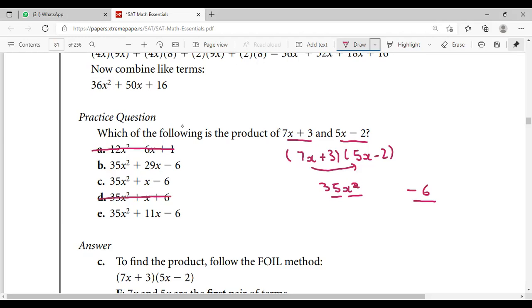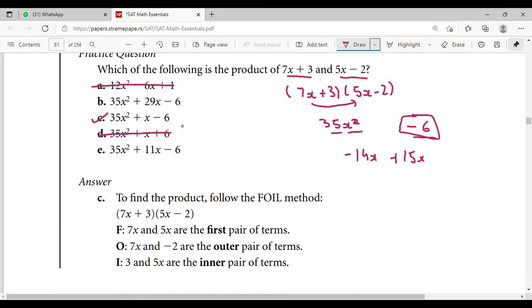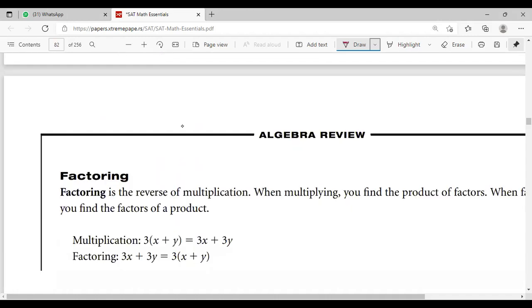Right, now we need to see minus 14x plus 15x, which is x. This is the answer. Now, obviously, in this case, we had to multiply and solve it completely. But in your exam, it could be that we just check what the coefficient of x squared is, 35, and what the constant term is, minus 6. And with these two things only, you may be able to find the answer directly, right? Instead of multiplying it completely. So these tips are very important from an exam point of view.